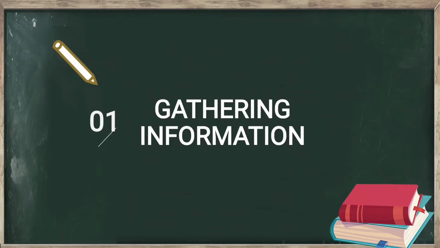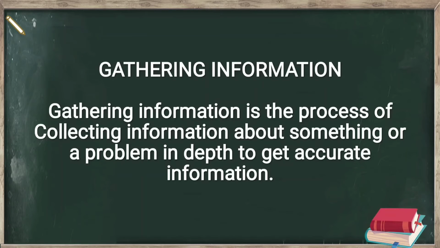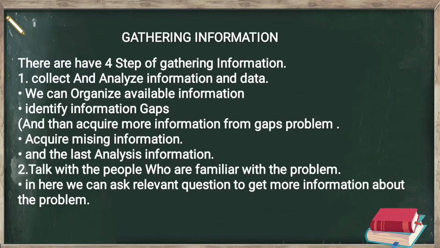So the first material is gathering information. Gathering information is the process of collecting information about something or a problem in depth to get accurate information. There are 4 steps of gathering information. The first step is collect and analyze information and data. We can organize available information, identify information gaps, and then acquire more information from the problem, and the last analyze information. The second step is we can talk with the people who are familiar with the problem. Here we can ask relevant questions to get more information about the problem.